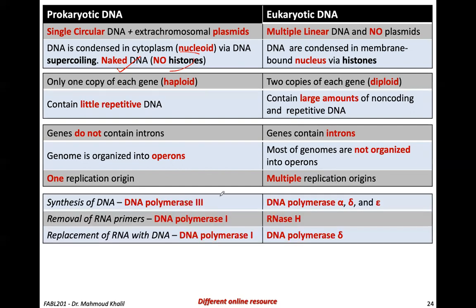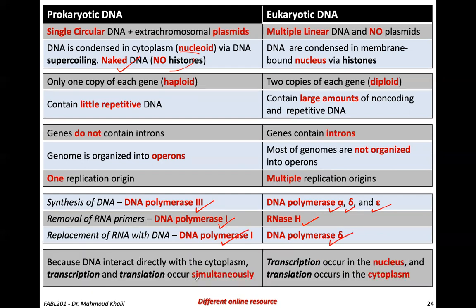For the synthesis of DNA, the enzyme responsible is DNA polymerase 3, while for the eukaryotes, we have alpha, delta and epsilon responsible for synthesis of DNA. For the removal of the RNA primers, you have DNA polymerase 1, while here it is RNase H. For the replacement of RNA with DNA, you have as well DNA polymerase 1, but here you have DNA polymerase delta.